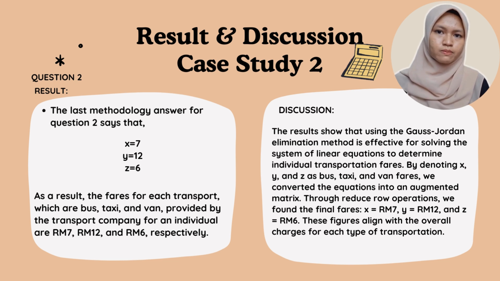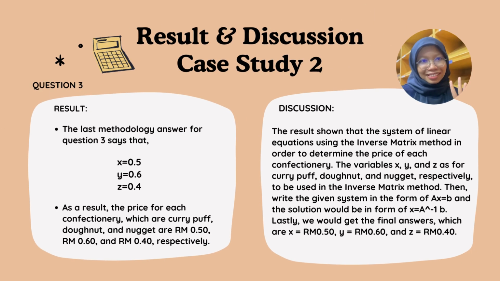And lastly, we complete our solution by performing the elementary row operations on the augmented matrix until we get the final answer: x equals 7, y equals 12, and z equals 6. This completes our solution, and as a result, it is aligned to the overall amount that each type of transportation charges an individual. Now, the discussion for question 3.